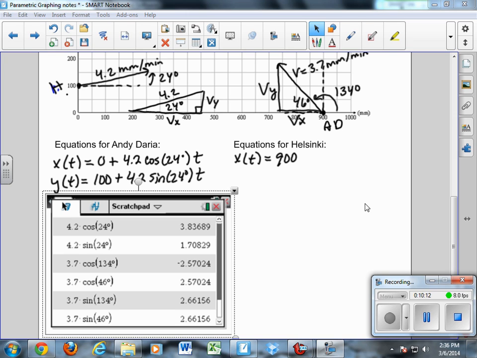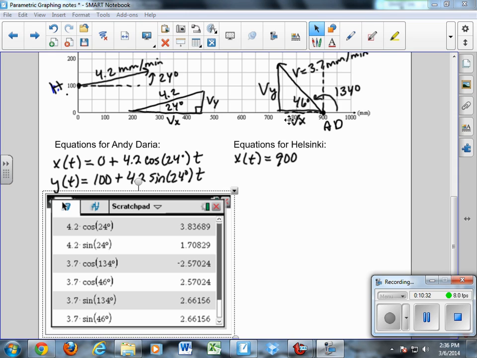So sine of 134 and sine of 46 are the same number because sine is positive in both quadrants 1 and 2. So that's not going to be a problem. However, if you decided to use 46, you would have to remember to make the cosine value negative.